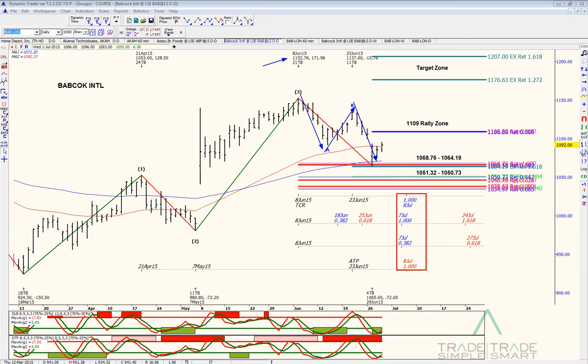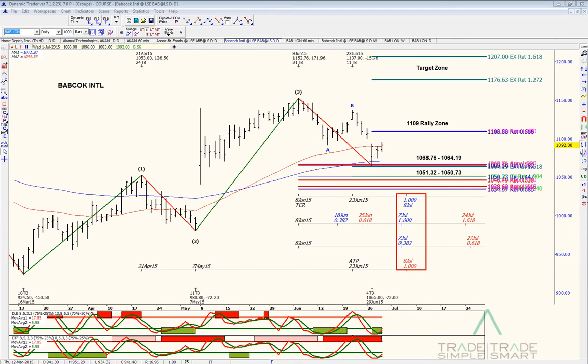We had also identified two Fibonacci cluster zones, one at 1068.76 to 1064.19, and our second was at 1051.32 to 1050.73. The market was in a bullish momentum, and we had also identified a high probability time window of the 7th to the 8th of July.